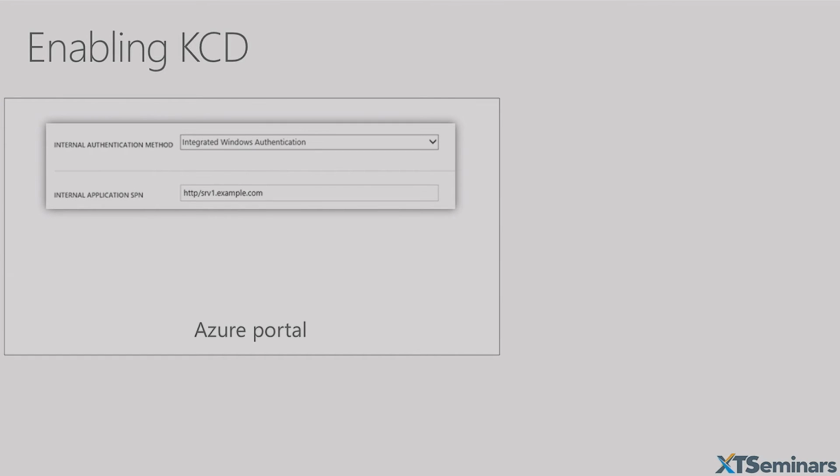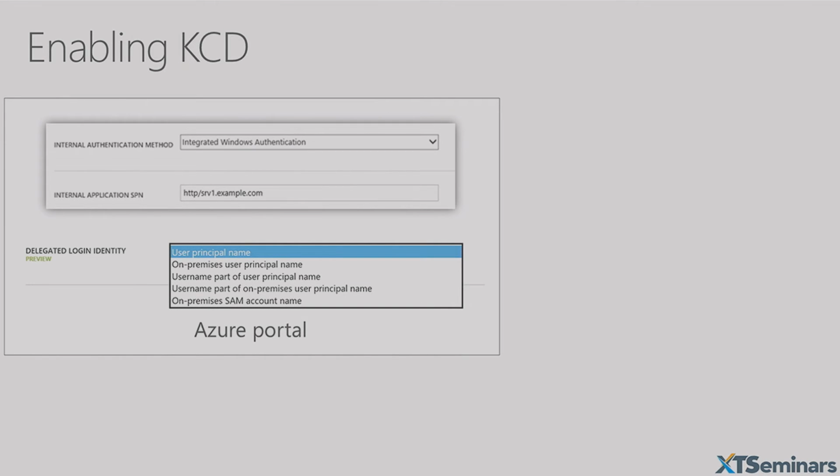In terms of enabling KCD, you go up and say, I want to use integrated Windows authentication. You need to know the SPN, the service principal name, which will identify the service actually running the internal application. And then we've got an option for the delegated logon identities. And you think, what on earth are they for?